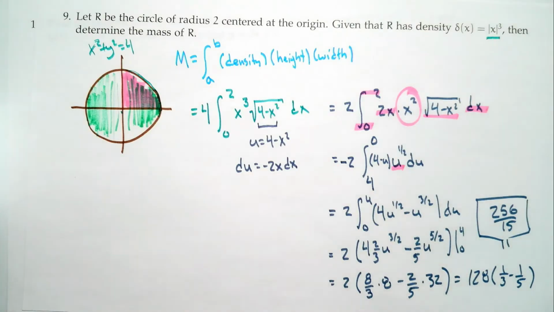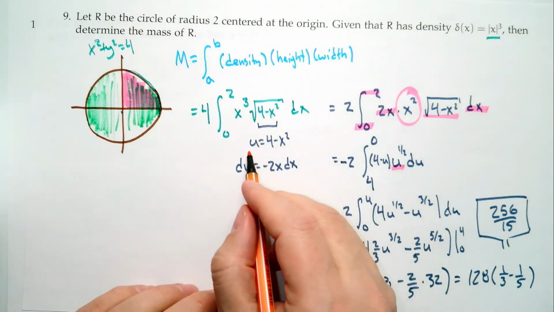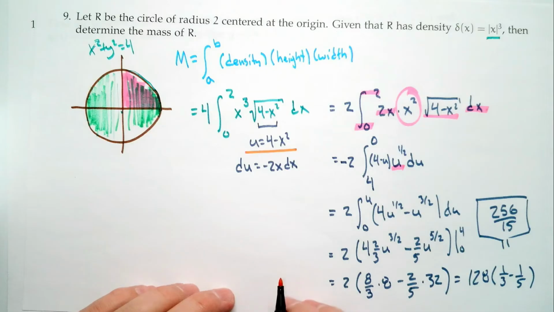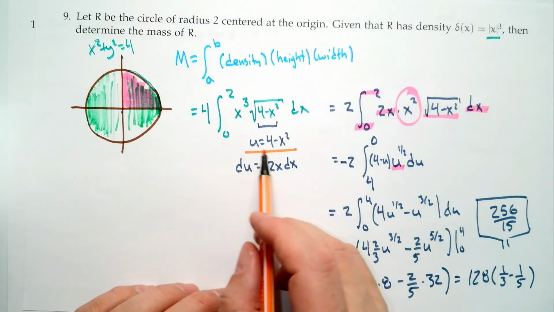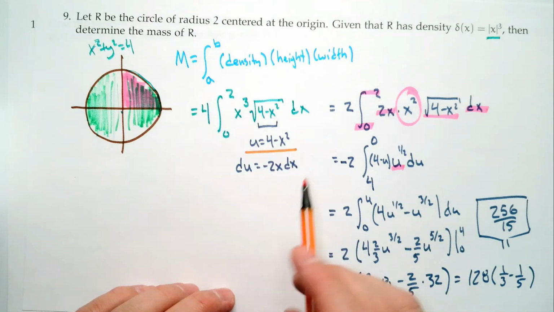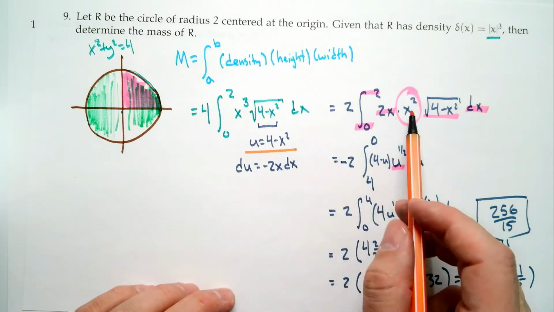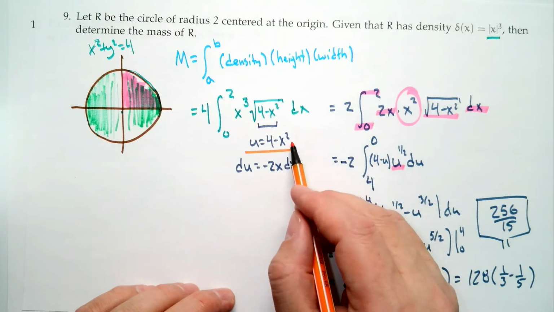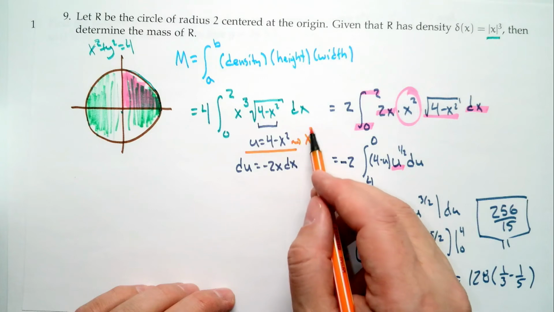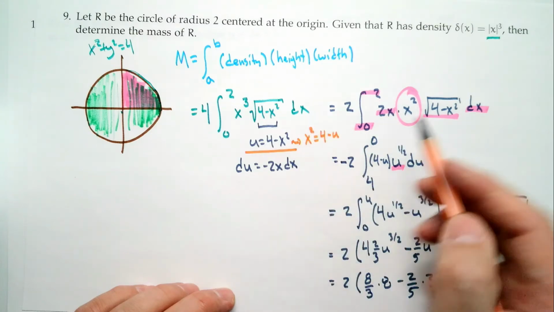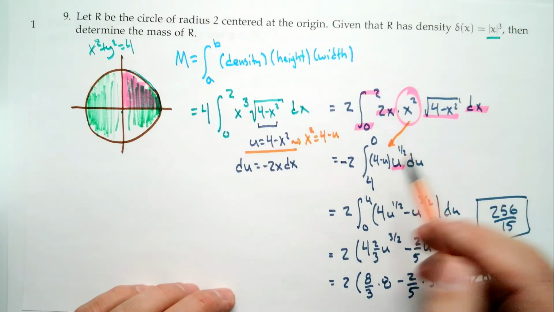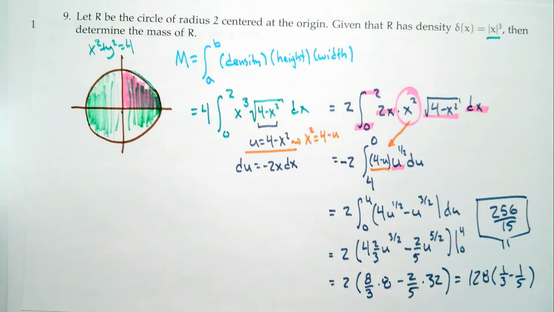So how do we change it? Well, for anything that doesn't come out otherwise, you go back to your relationship. Our relationship is u equals 4 minus x squared. You say, okay, well, whoa, x squared, that's pretty promising. You solve this for x squared, and you get 4 minus u. So I can replace the x squared by 4 minus u. So that's where it came from.